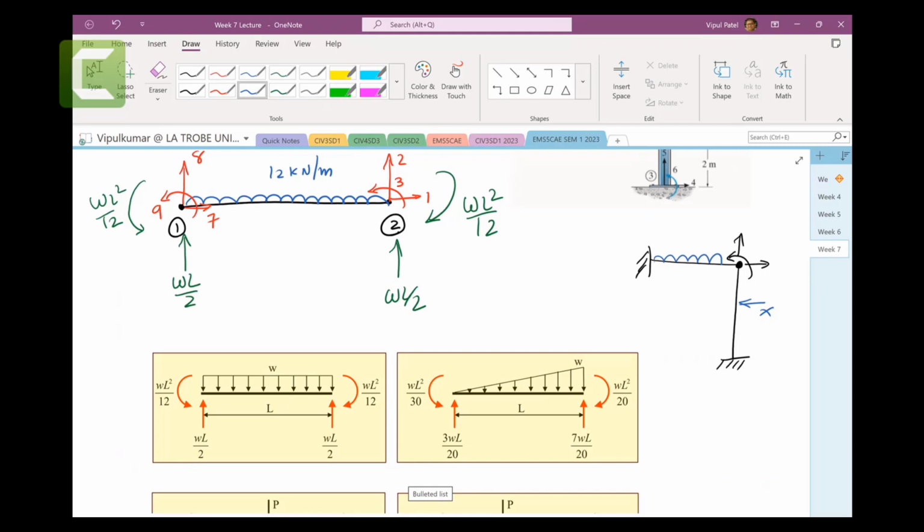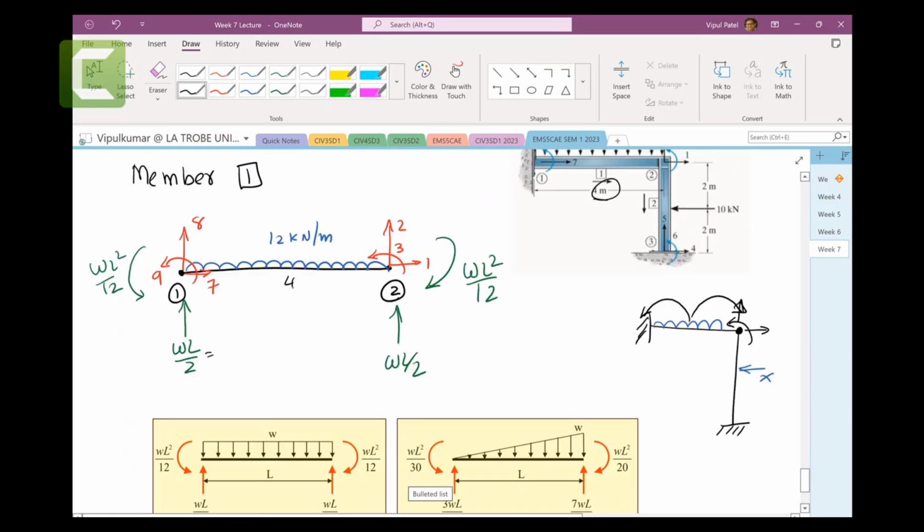So we have a smart way to do it. Whatever the force here, we're going to transfer it to the node. We are going to basically transfer this load. The length is basically 4 meters here. So we can substitute 12 kilonewton per meter times 4 meters over 2, that will give me 48 over 2, 24 kilonewtons. Similarly here, 12 kilonewtons per meter times 4 meters over 2, which gives me 24 kilonewtons.